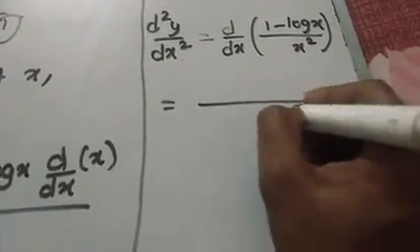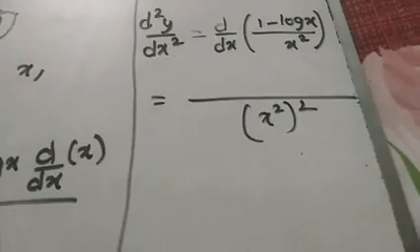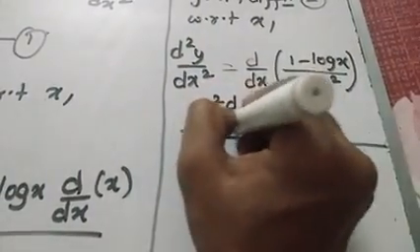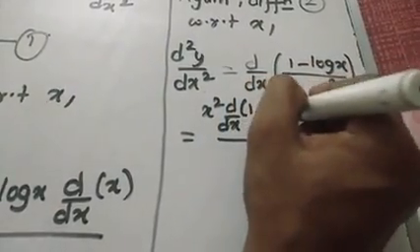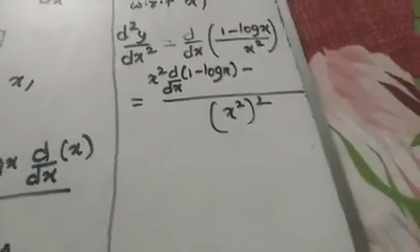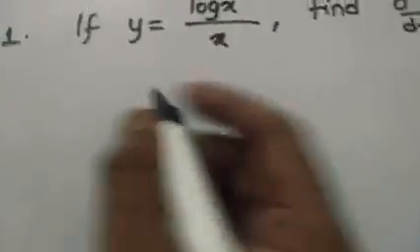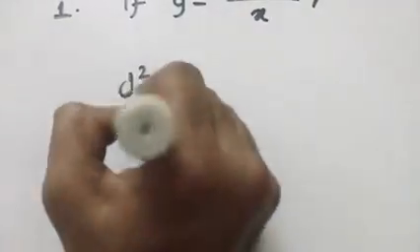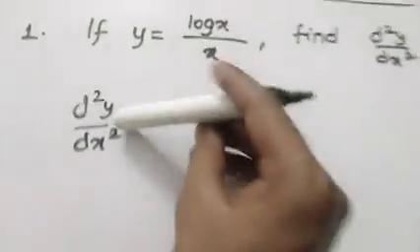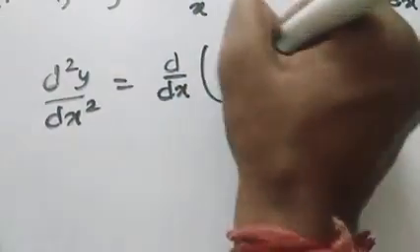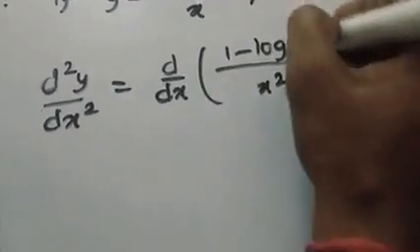x square, this is the denominator part, and that's the whole square. Now starting with the denominator, x square d/dx of the numerator minus... So again differentiating equation 2 with respect to x, we will get d2y/dx2, because dy/dx derivative again is d2y/dx2, and on this side d/dx of (1 minus log x) by x square.